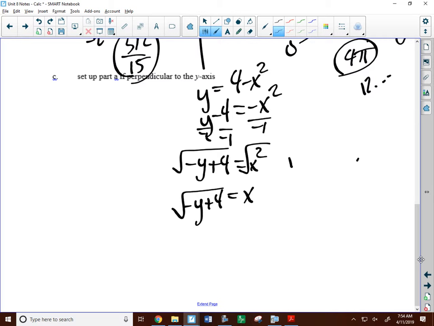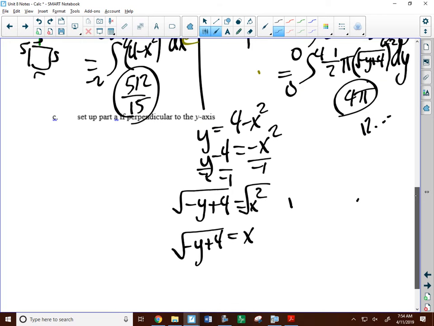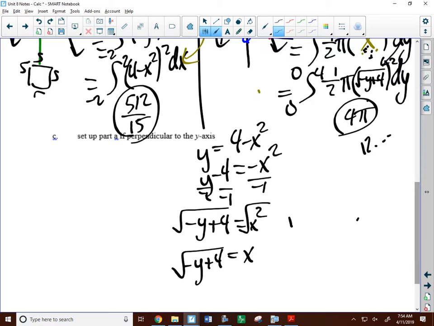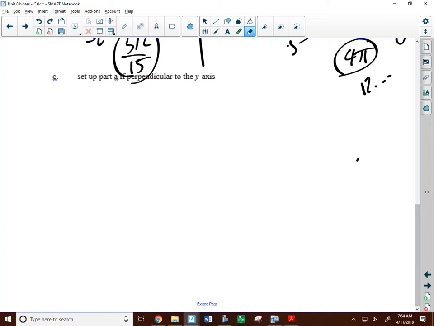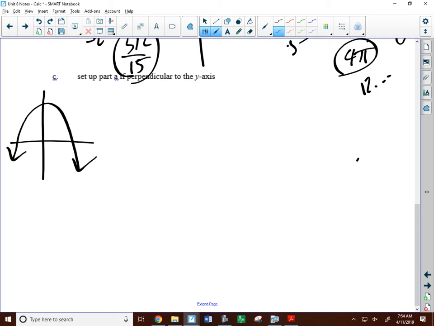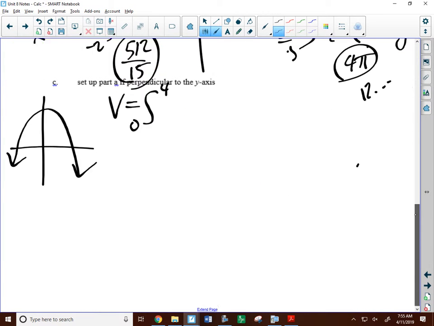So let's set up part C. I say set up part A, we're going back to A, perpendicular to the y-axis. Give myself a little room. So I have one more drawing of this. Let me start the volume. This one is the same setup as before. It was from -2 to 2. Oh, no, y-axis, I'm sorry. Y-axis, so we're 0 to 4. And we're doing part A, so that's squares again.